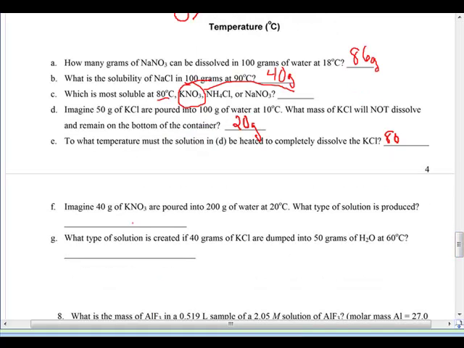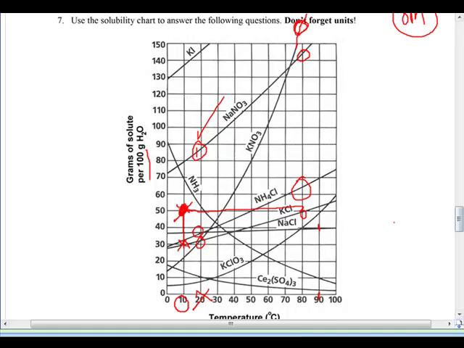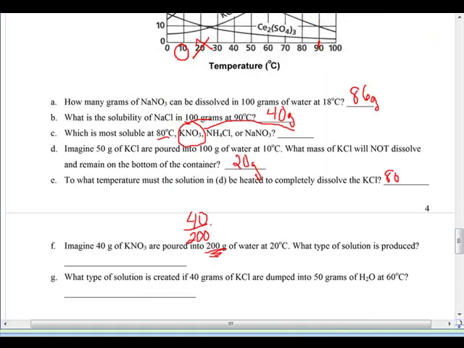It says, imagine 40 grams of KNO3 are poured in 200 grams of water. That's important. We now know that the question's saying we've got 40 grams in 200. The only catch is, and this isn't going to be difficult, but we need to think, that this graph is based off of 100 grams, not 200 grams. So we're basically going to say, how much would this be if it was only 100 grams of water? 40 over 200 equals x over 100, x is going to be 20. Half of 40 and half of 200. So 20 grams.